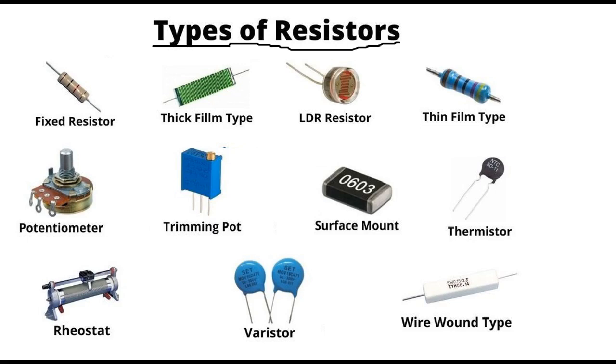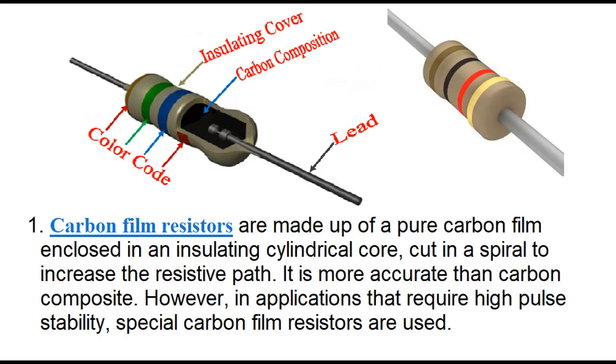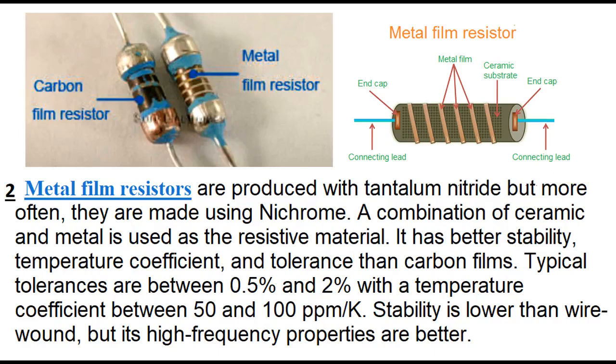Types of resistor materials. Below are different types of resistor materials, their pros and cons, and their uses. 1. Carbon film resistors are made up of a pure carbon film enclosed in an insulating cylindrical core, cut in a spiral to increase the resistive path. It is more accurate than carbon composite. However, in applications that require high pulse stability, special carbon film resistors are used.